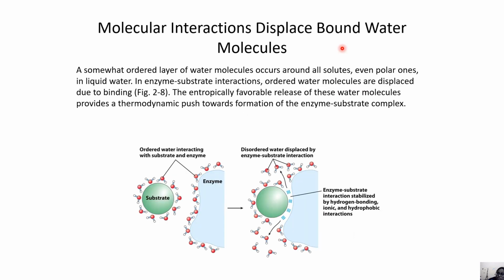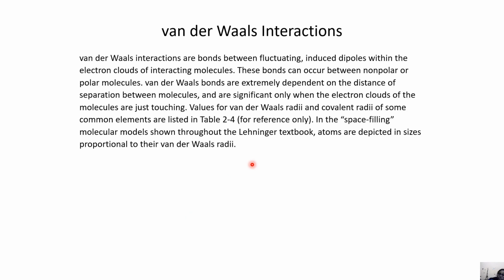So the molecular interactions displace bound water molecules. A somewhat ordered layer of water molecules will occur around all solutes, even polar ones, in liquid water. And in enzyme-substrate interactions, ordered water molecules are displaced due to binding. The entropically favorable release of these water molecules will provide a thermodynamic push towards formation of the enzyme-substrate complex. If you see, there is ordered water interacting with substrate and enzyme, and this disordered water is displaced by enzyme-substrate interaction. Enzyme-substrate interactions are stabilized by hydrogen bonding, ionic and hydrophobic interactions.